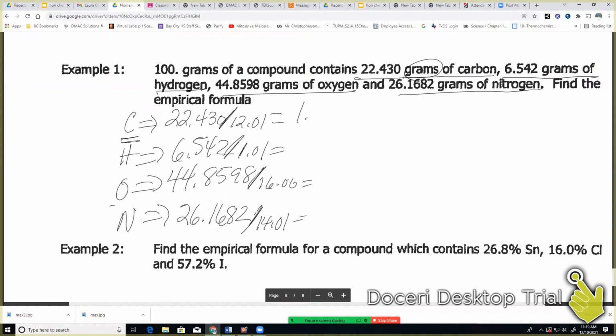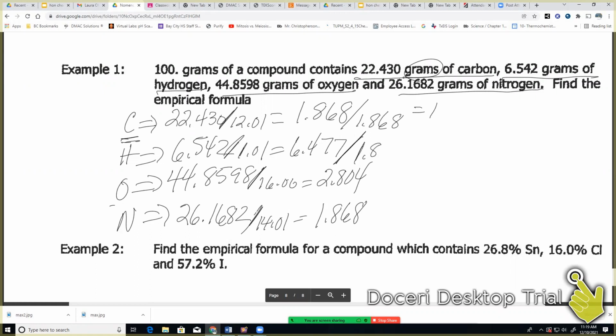So 1.868, 6.477, 2.804, and I got another 1.868. All right, that's how many moles I have. So now we need the ratio. So now we're going to divide by our smallest number. We have a couple of 1.868, so we'll divide everything by that.